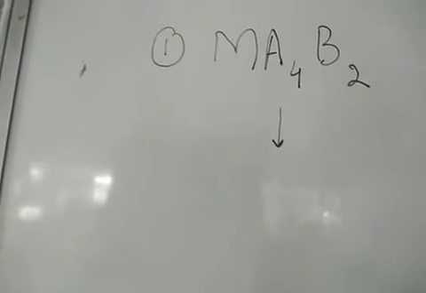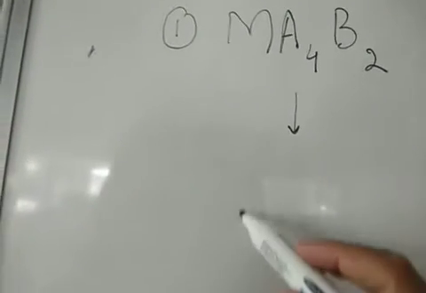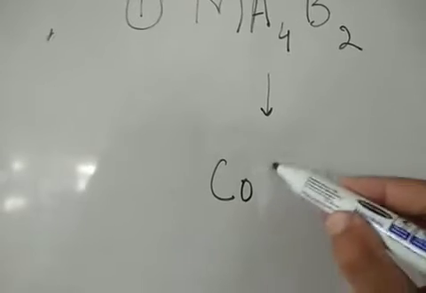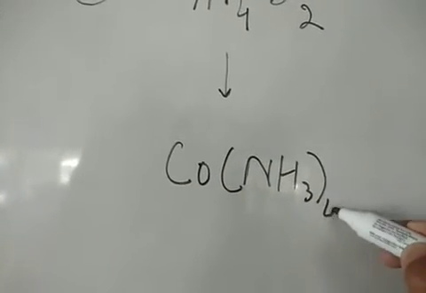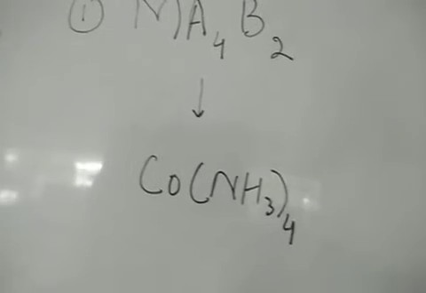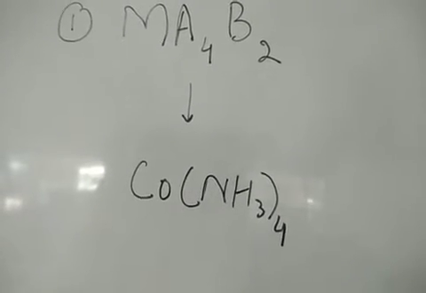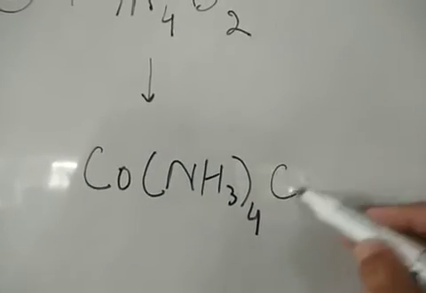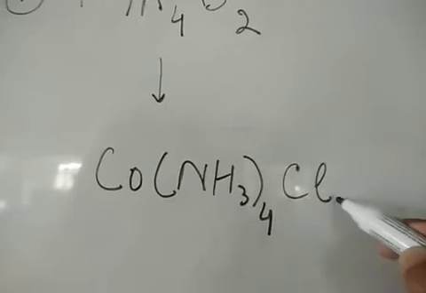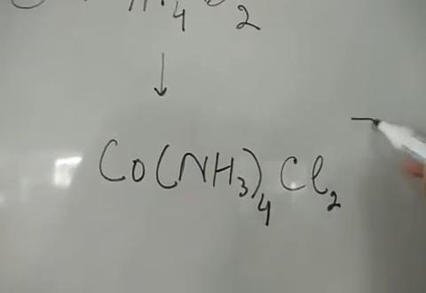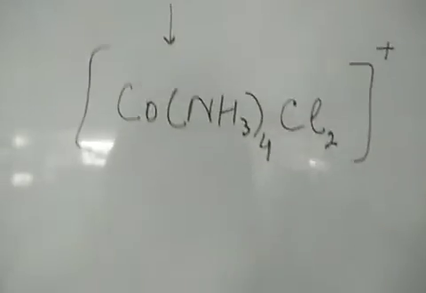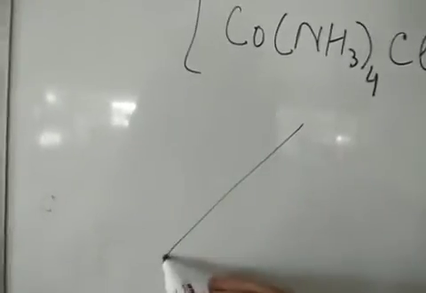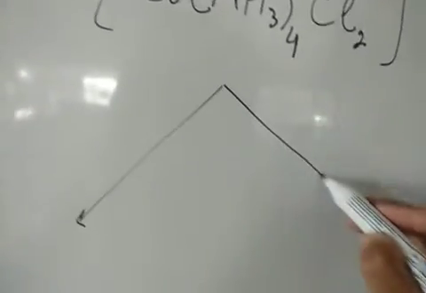So we have a cobalt complex where we have ligand ammonia, where their number is 4 ammonia ligands or amine ligands, and 2 chloride. This is a complex which overall bears a positive charge. So now how does it form the cis and trans isomers?